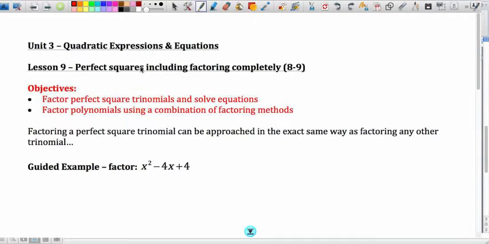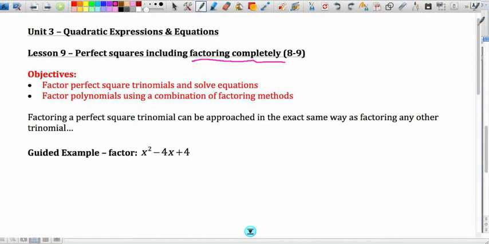Okay, so what we're going to do in this video is learn how to factor perfect square trinomials, which is actually something you already know how to factor because they factor just like regular trinomials. And included in this section is factoring completely. And really, the focus of this video is going to be on all the different kinds of factoring methods, all of which will be on your upcoming quiz.